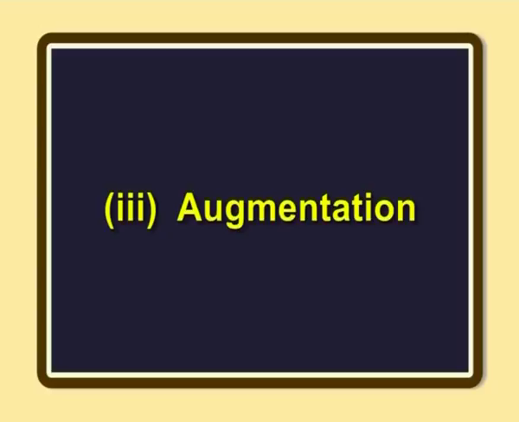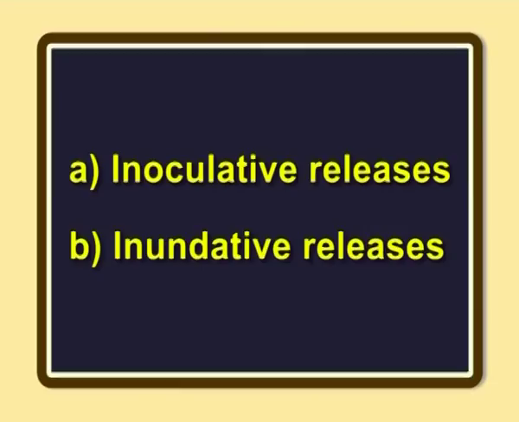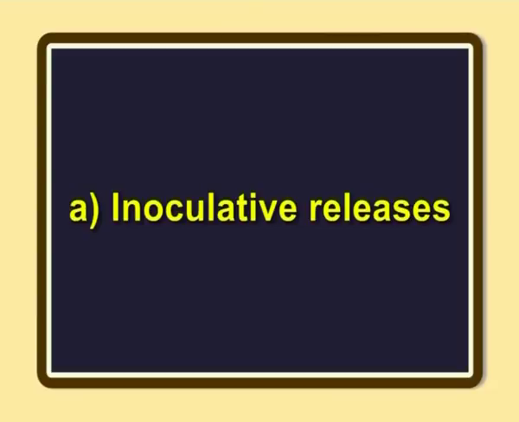Number 3, augmentation. It is the propagation or mass culturing and releasing of natural enemies to increase its population. There are two approaches for augmentation: inoculative release and inundative release. Inoculative releases: a large number of individuals is released only once during the season, and natural enemies are expected to reproduce and increase their population for that growing season.